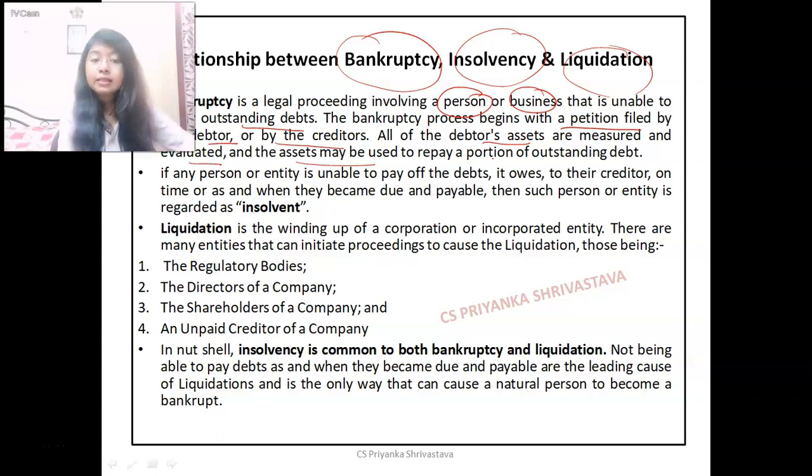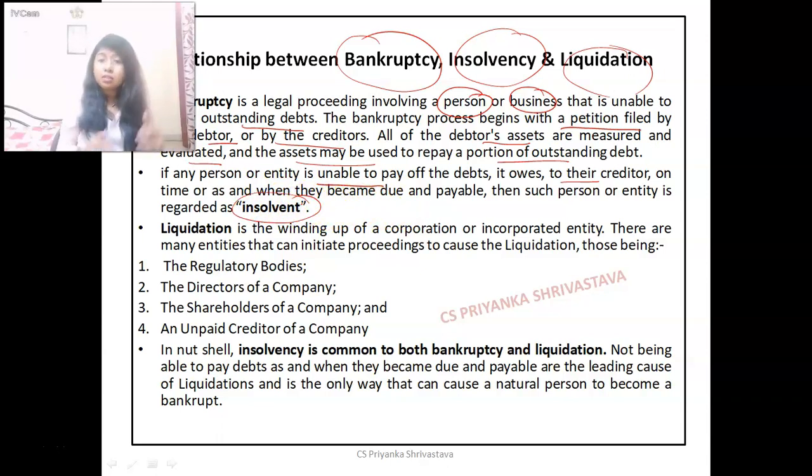All these things are estimated, and on the basis of that it is determined how much portion of the outstanding debt can be repaid. And if any person or entity is unable to pay off the entire debt it owes to their creditor on time, or as and when it becomes due and payable, such entity or person will be regarded as insolvent.